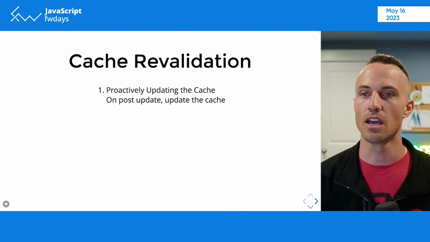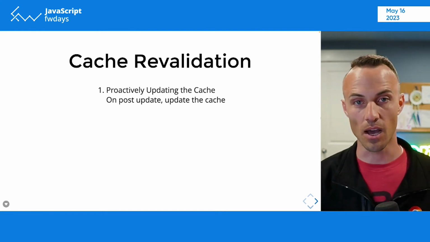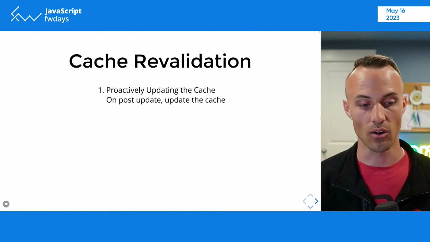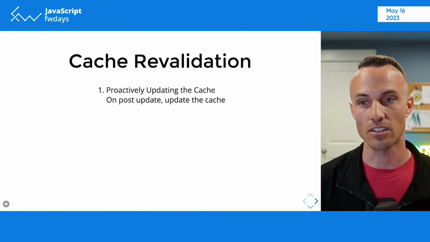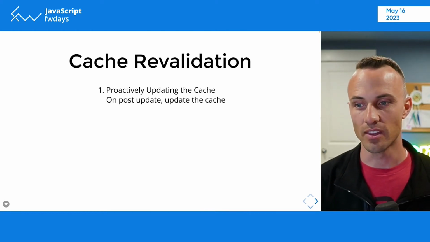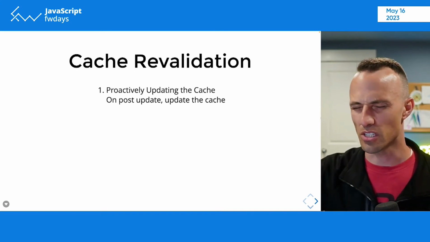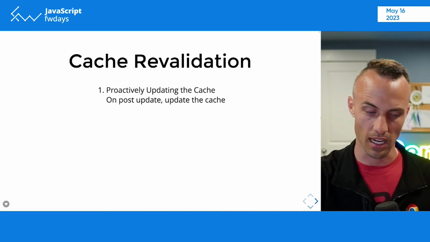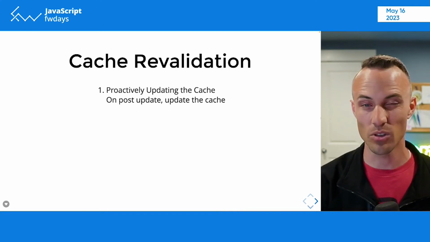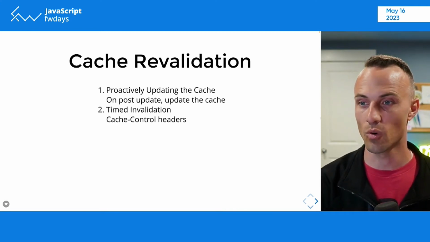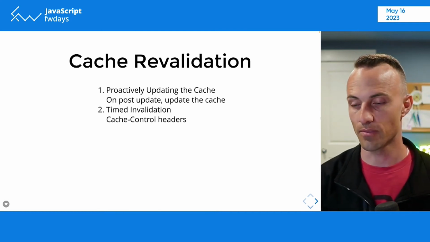The challenge with this is if there are a lot of different things that can update the inputs to your cache value, then that can be really difficult. It'd be kind of easy to miss. Oh yeah, we changed the user's name over here too, so now we have to update the cache for this. That can get kind of messy, but that's one way to address cache revalidation.